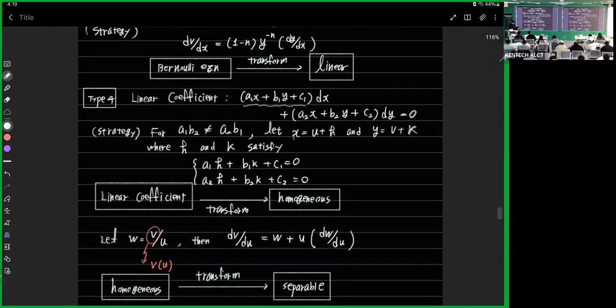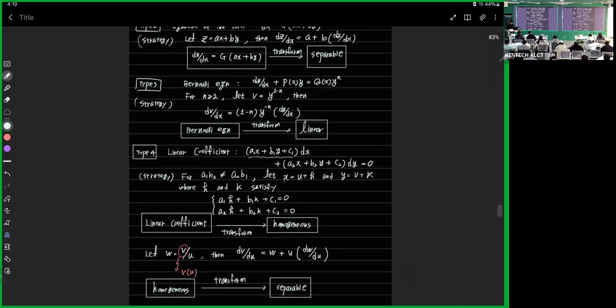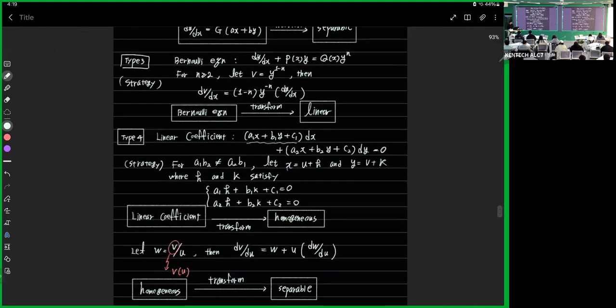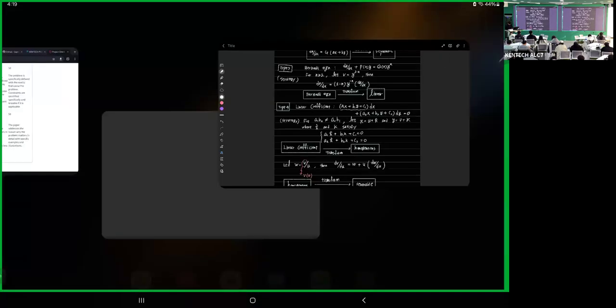Section 2.6 is talking about this type 4. Let's see.